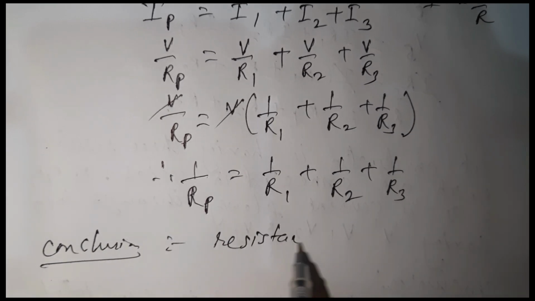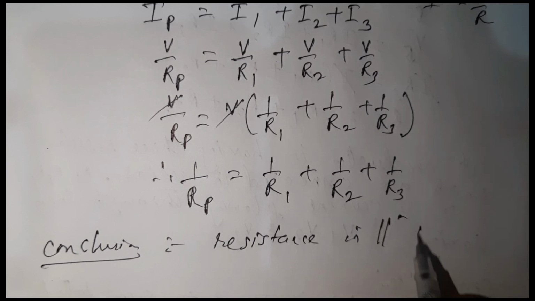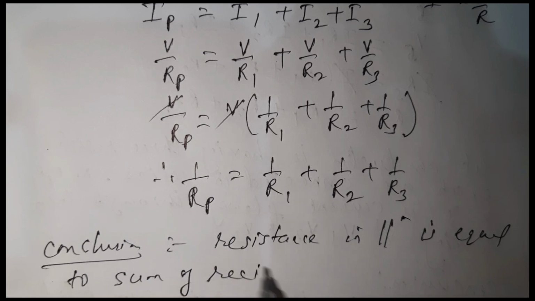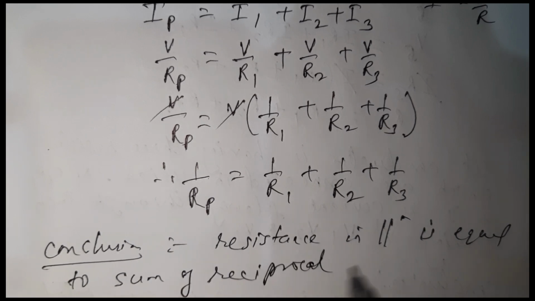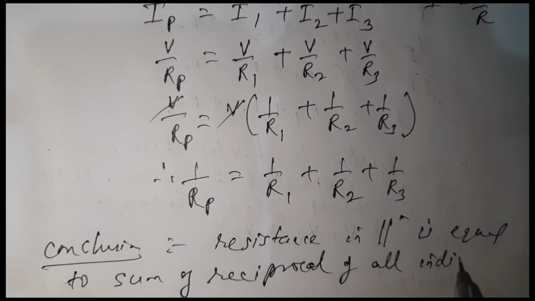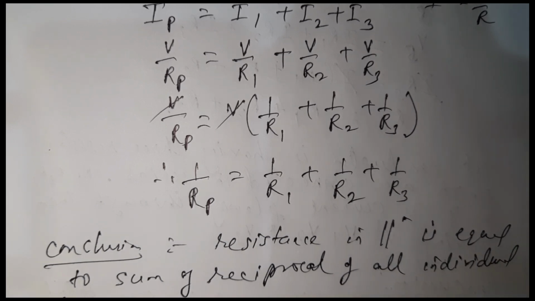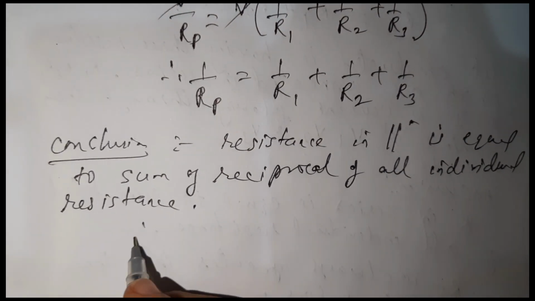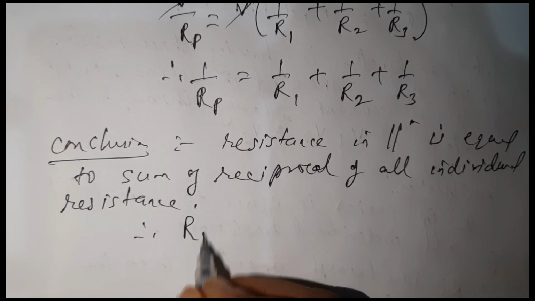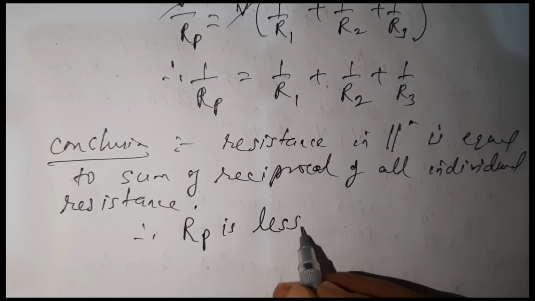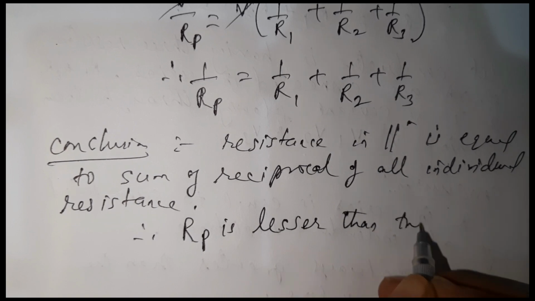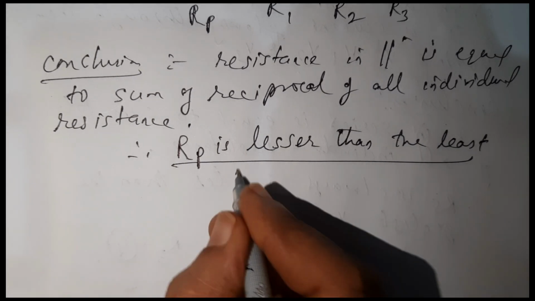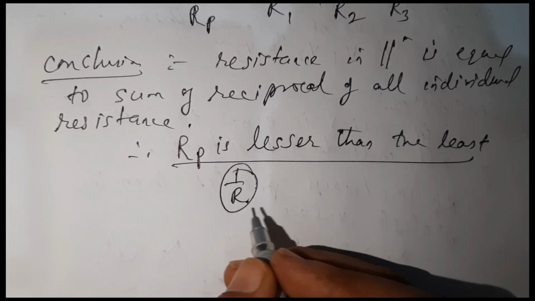So the final conclusion: resistance in parallel is equal to the sum of reciprocals of all individual resistances. Therefore, resistance in parallel is lesser than the least. This is important while calculating the answer. As we are adding reciprocals, the value will always be less than the least value.